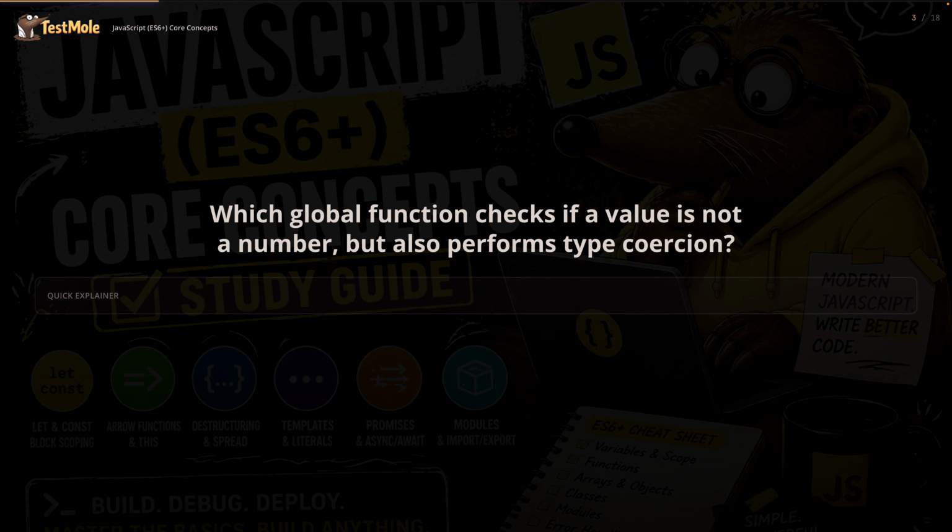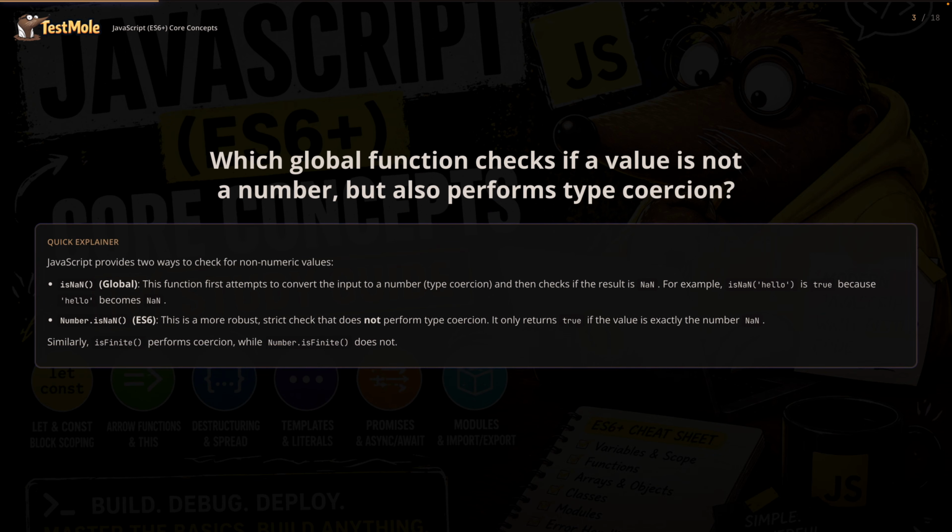Which global function checks if a value is not a number but also performs type coercion? JavaScript provides two ways to check for non-numeric values. isNaN, global. This function first attempts to convert the input to a number, type coercion, and then checks if the result is NaN. For example, isNaN('hello') is true because 'hello' becomes NaN. Number.isNaN, ES6. This is a more robust, strict check that does not perform type coercion. It only returns true if the value is exactly the number NaN. Similarly, isFinite performs coercion, while Number.isFinite does not.